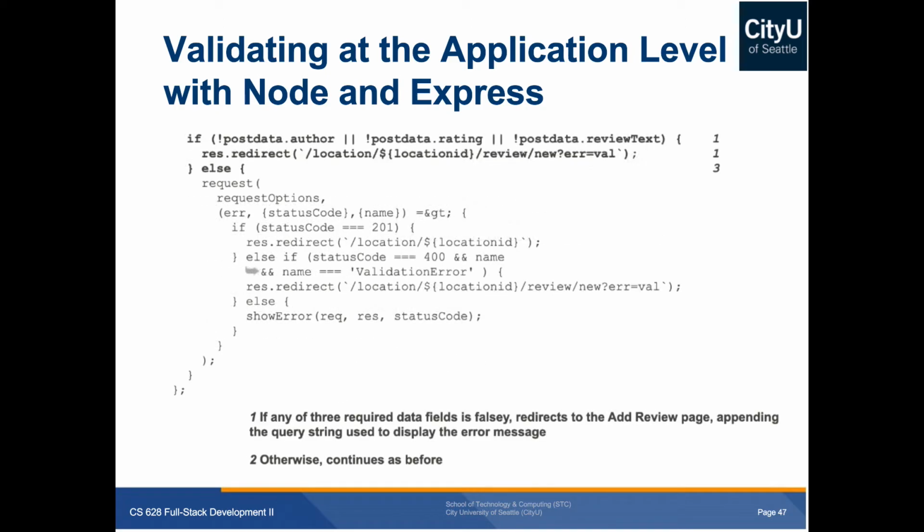Yep. So this is the validation. It's an if statement. If there's no author value from the post data, or if there's no rating value from the post data, or if there's no review text value from the post data, then redirect me back to the review form, right? And add the query string error=val, right? Else, then we can do the request, we can do the post request.